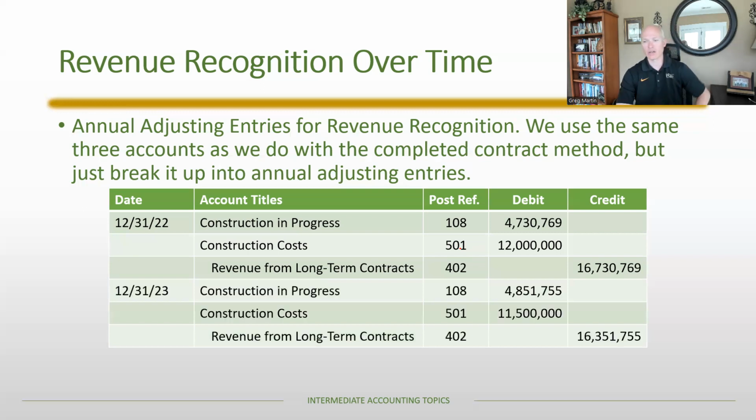Do the same thing in 2023. Again, we calculated the revenue. We know the costs from our sheet, and the difference goes into CIP. So by the end of 2023, it has all costs for 2 years and all profits for 2 years. It still accumulates in that account.